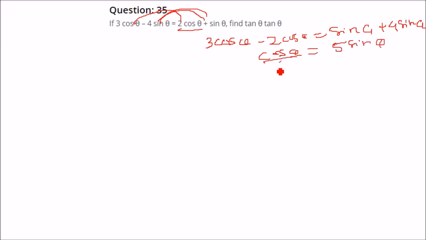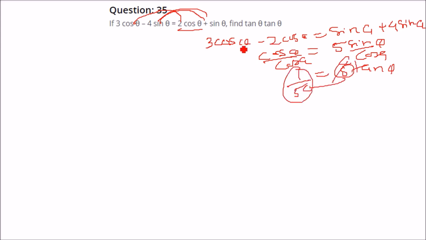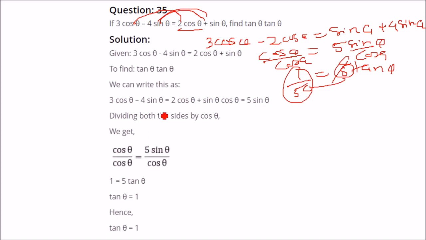Now let us divide both sides by cos theta. This is 1, this is 5 tan theta. So tan theta will be what? Bring 5 here. Tan theta will be 1 by 5. This is how we do it. You can just rearrange them and divide by cos theta. You will get 1 by 5.